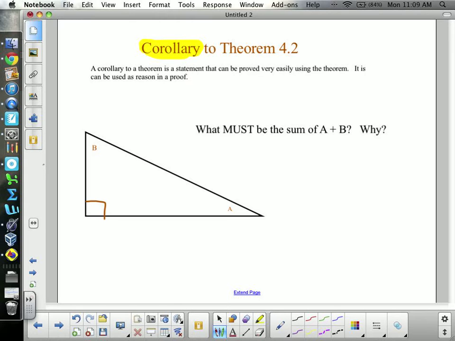Well, let's think about this. If I take A, B, and this angle down here, what's the total going to be? 180. How many degrees am I using up for this angle? 90. So how much is left for these two? 90. That's one of our little theorems. It says the two acute angles of a right triangle have to add up to 90.